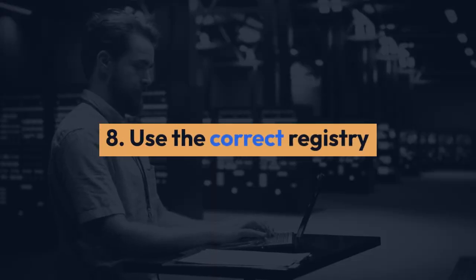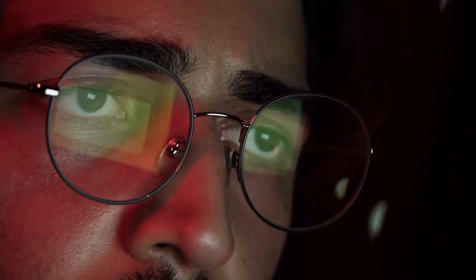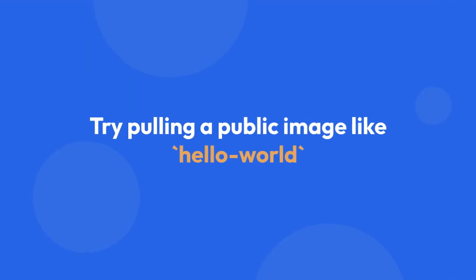8. Use the correct registry. If you are using a private registry, ensure you have correctly configured your Docker client to access it, using credentials, etc. If you're unsure, try pulling a public image like hello-world to rule out registry-specific problems.